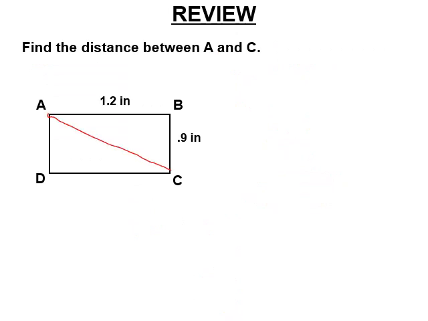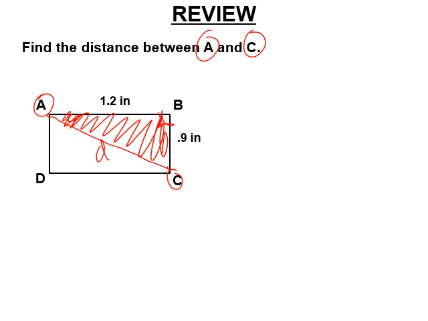So we're finding the distance between A and C. So we connect A and C. Hopefully that looks like a hypotenuse of a right triangle right there. There's our right angle in the corner. So 1.2 is one of the legs. 0.9 is another leg. And that equals our distance squared. Well, 12 squared is 144. So this is 1.44.